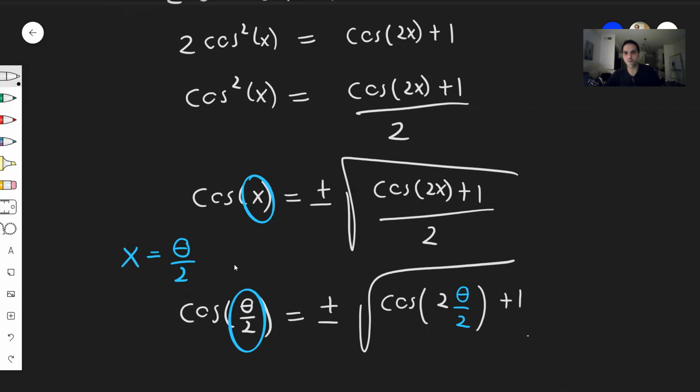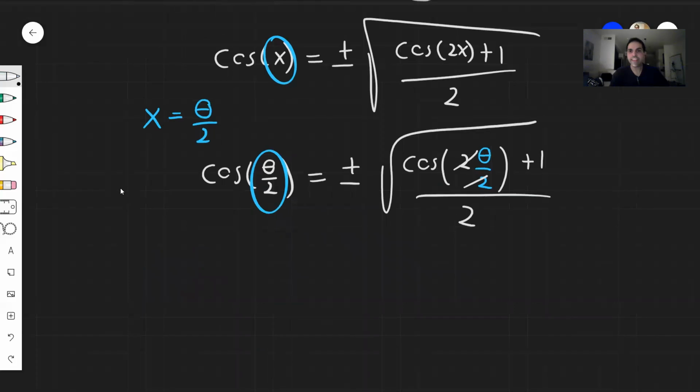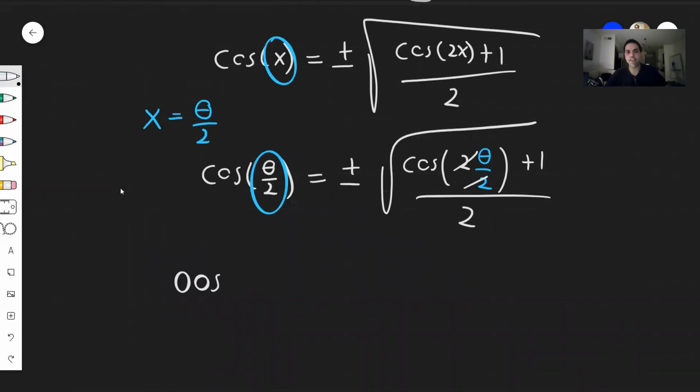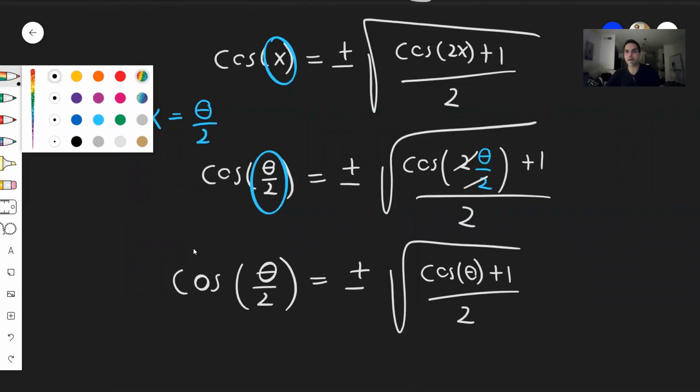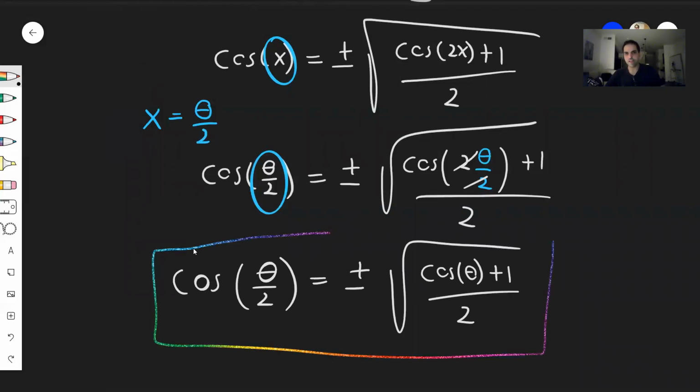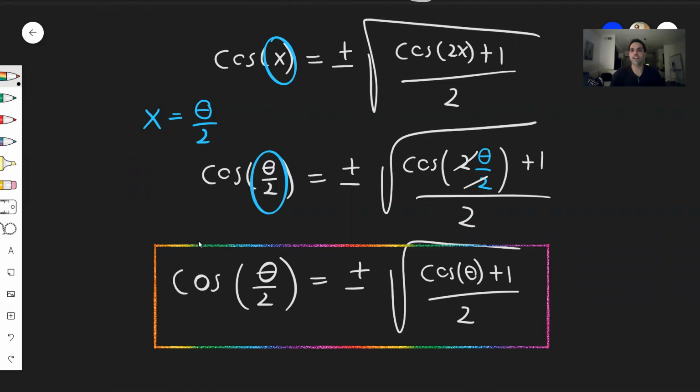Right, plus 1 over 2. Now the 2's cancel out, and at the end you do get the half angle formula. Cosine of theta over 2 equals plus or minus square root of cosine theta plus 1 over 2. And again, do not memorize this, because you can just derive this.